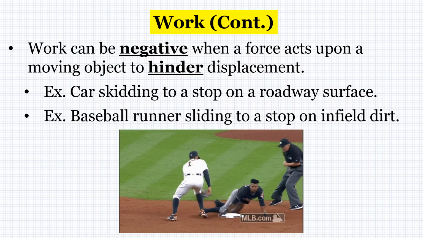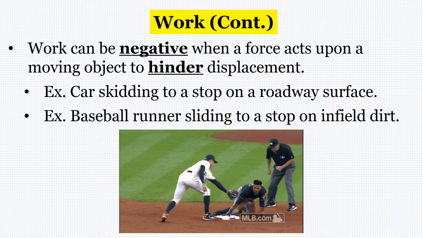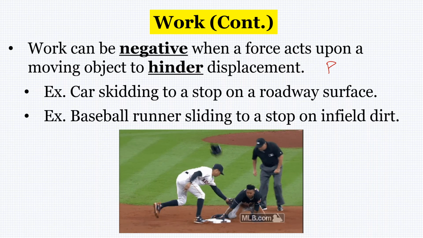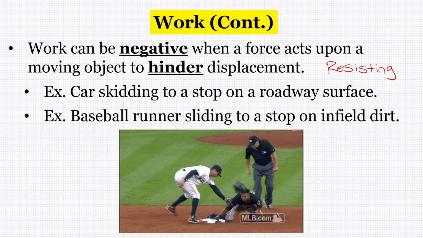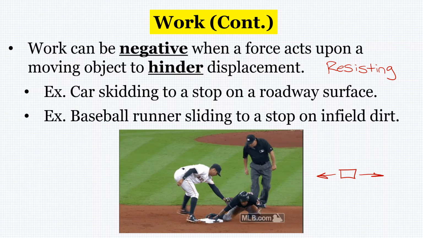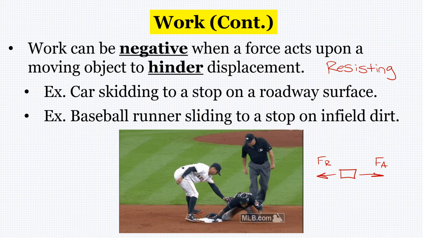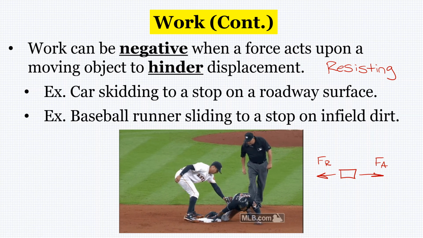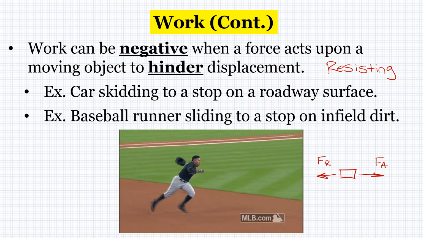So work can be negative, and this occurs when you have a force that acts upon a moving object to hinder its displacement. So think about the word hinder. Hinder is kind of like resists or resisting. So think about friction. So if you have an object that's moving this way, you have friction moving in the opposite direction. So you've got an applied force and you have friction here. So in my example here in the video, I have a baseball player sliding into a base. He's sliding along the dirt, the infield dirt, and that dirt is providing friction. It's slowing him down.